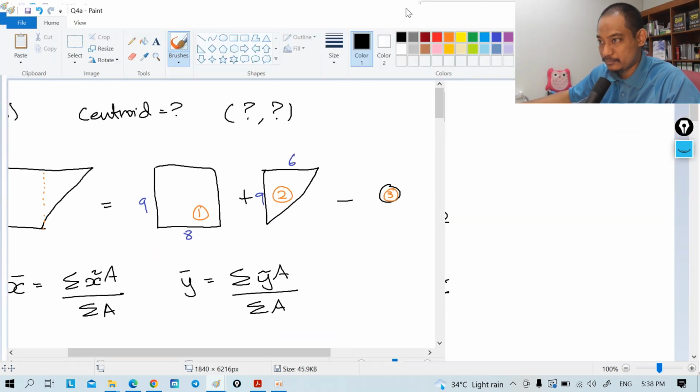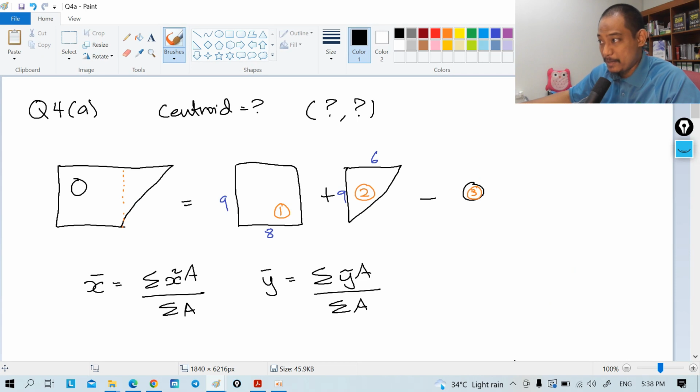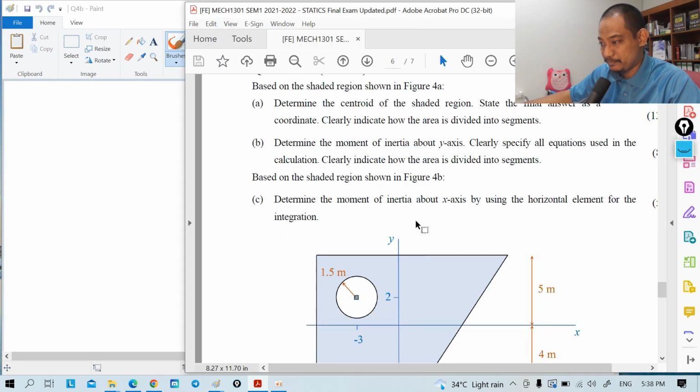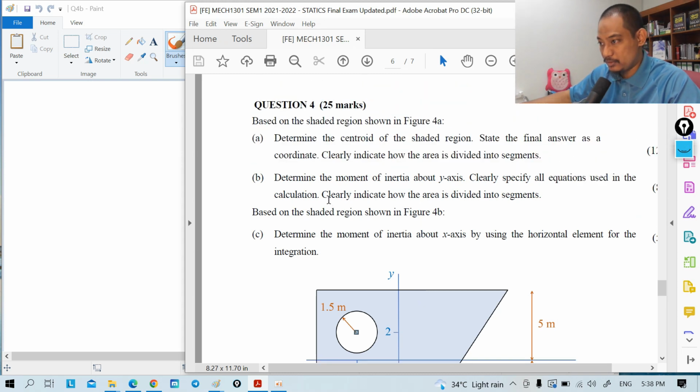Alright, so that's question 4A. Let's move on to question 4B. It's the same diagram, but we want to determine the moment of inertia about the y-axis.